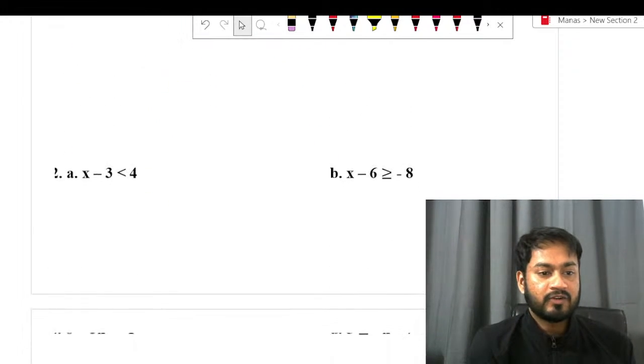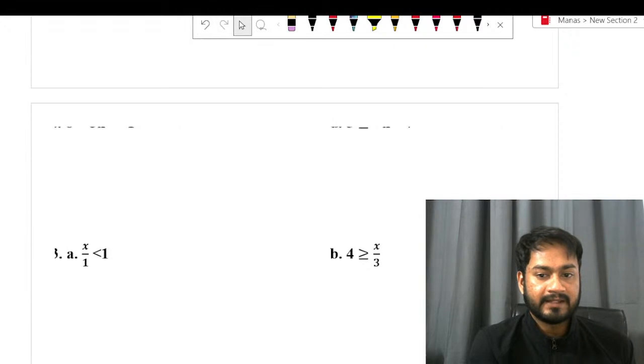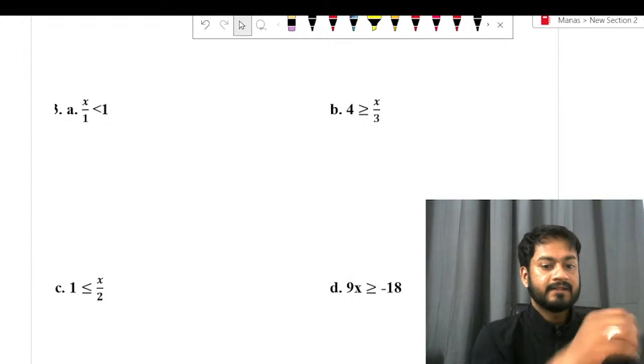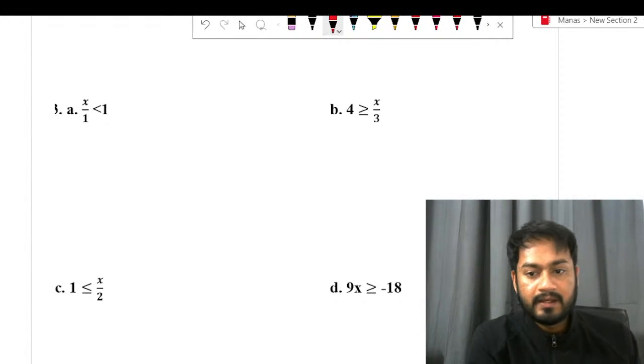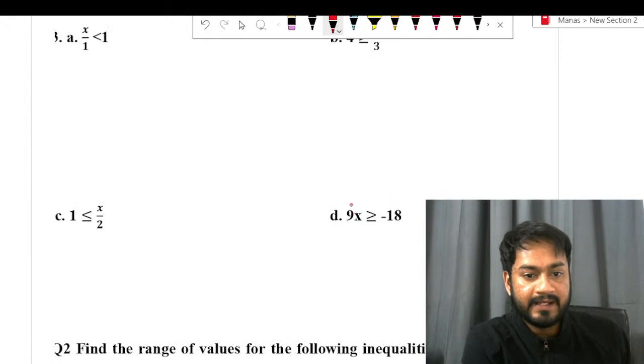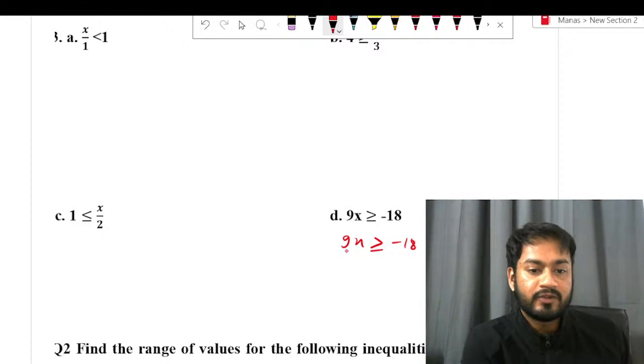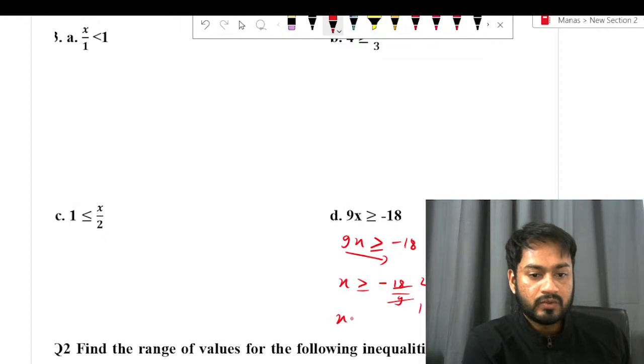Now suppose I solve another question of this type. Suppose we have 9x is greater than or equal to minus 18. What you need to do is shift this 9 to the denominator. So x will be greater than or equal to minus 18 by 9. If we cancel, this will be minus 2. So x is greater than or equal to minus 2.